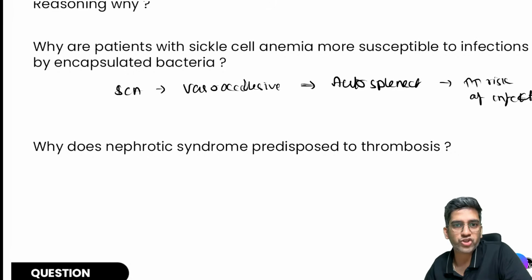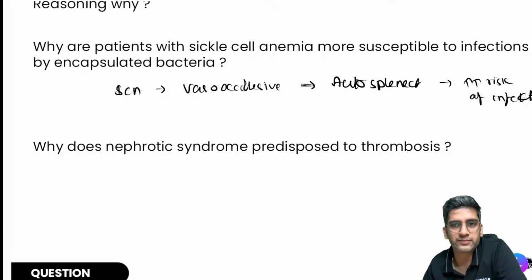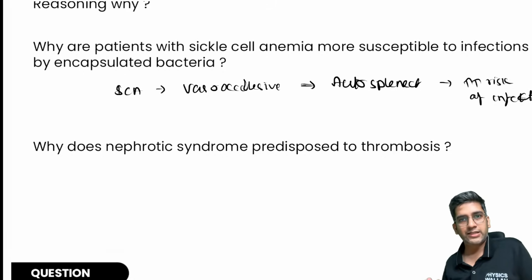Why is there thrombosis in case of a nephrotic syndrome patient? You know the answer. Only one word is required here. If you know the word, you know the answer. The thing about reasoning why is, if you know it, fine. If you don't know, it's tough to recollect it. The reason for thrombosis? Simple.